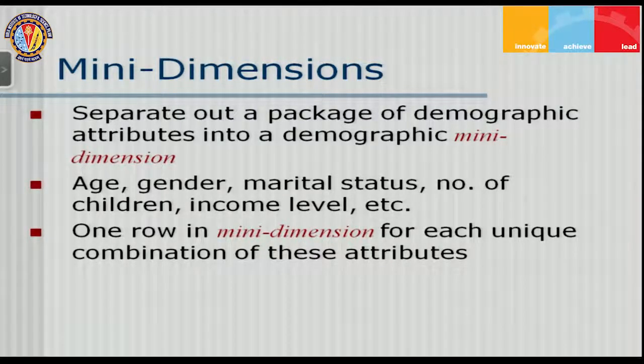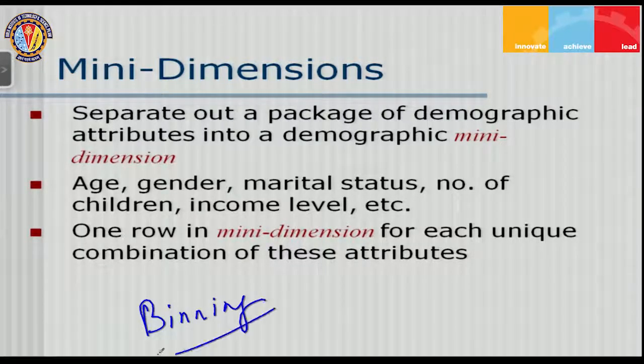So what we do is, age would have certain values, gender has only 2 values, marital status can have 3-4 different values, number of children can vary from say 0 to 5, 6, whatever, and income levels also can have certain values. I'm not talking about income correct to the last rupee. What we are talking about is bands, right? So what we do here is create one row in the mini dimension for each unique combination of these attributes. Age also we do a kind of binning.